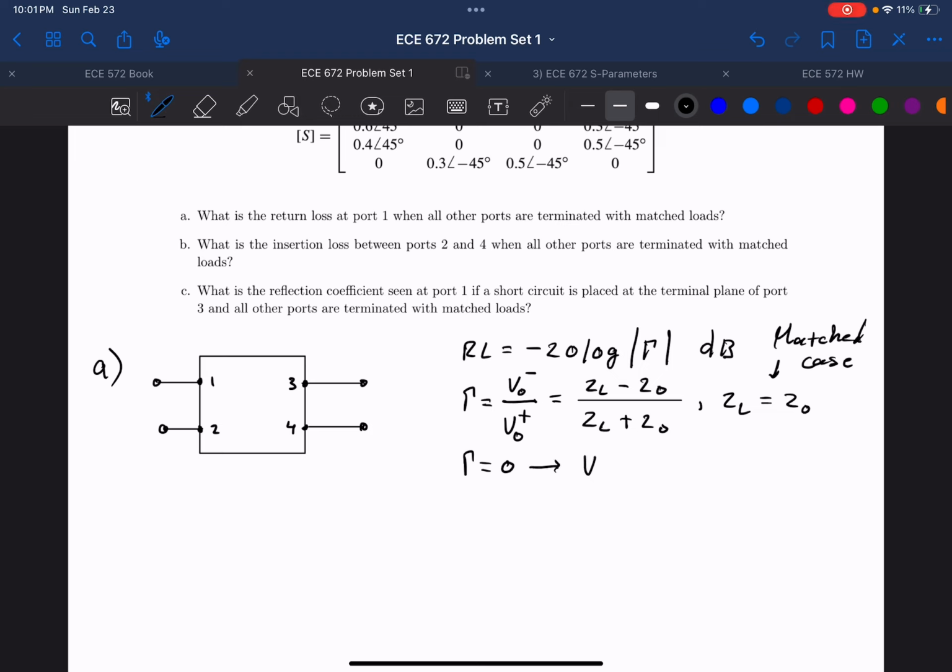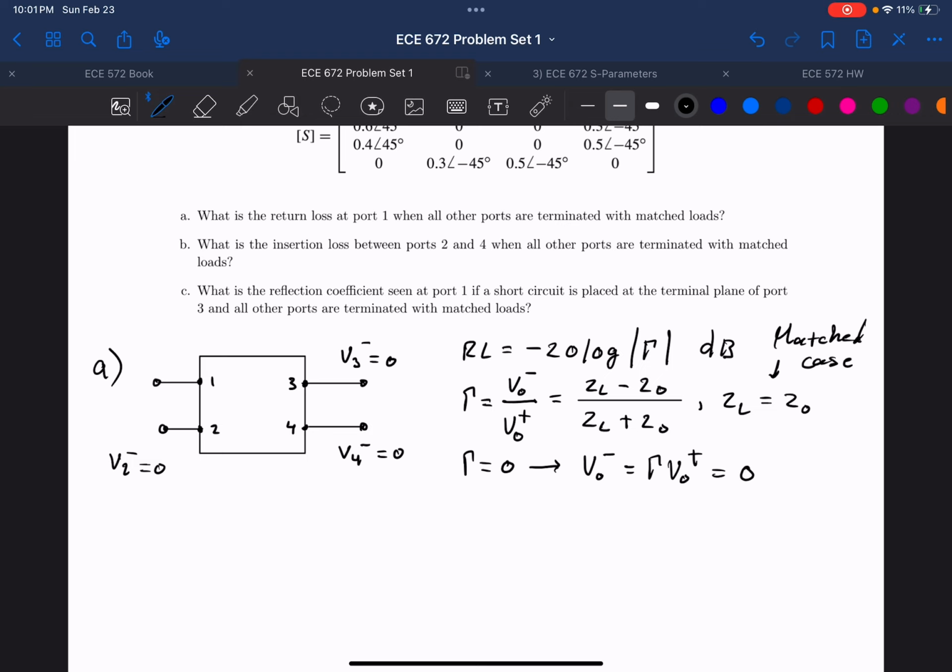Also, V0 minus is equivalent to gamma times V0 plus. In this case, since gamma is 0 for the matched condition, V0 minus is 0, so this means that there are no reflected waves. So when all other ports are terminated with matched loads, we have V3 minus is 0, V4 minus is 0, V2 minus is 0.